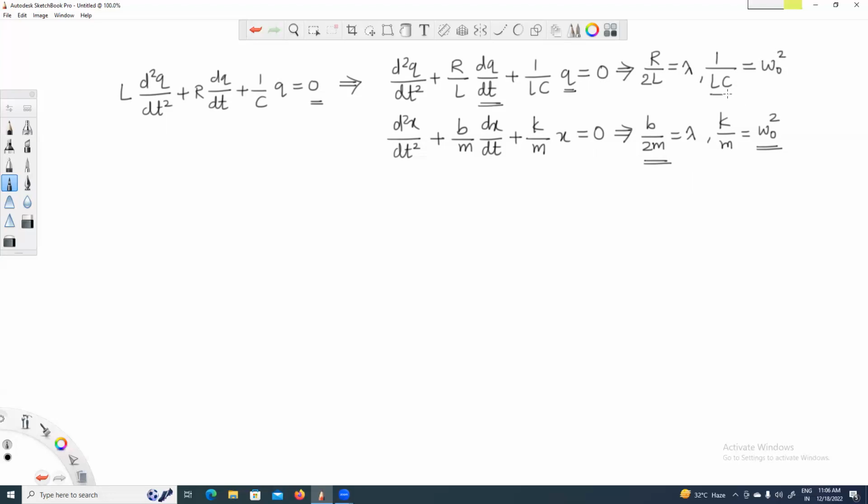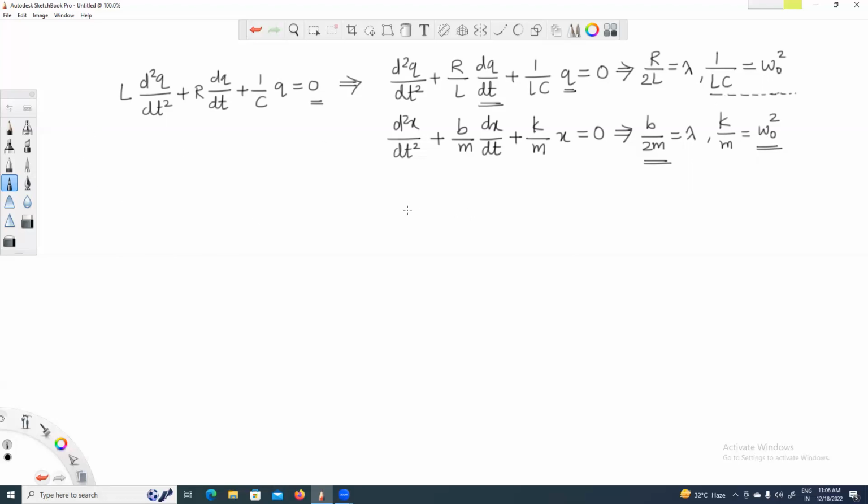And you must have seen this in your 12th standard, right? Omega naught square is equal to 1 over LC. This is what we obtained for the series LCR circuit by equating the capacitive reactance and inductive reactance. Here, just by solving this differential equation for the series LCR circuit, we are able to find the natural frequency of the series LCR circuit, which is the same as what we studied in the AC circuit part, right? All right, then let me write the solution for this.